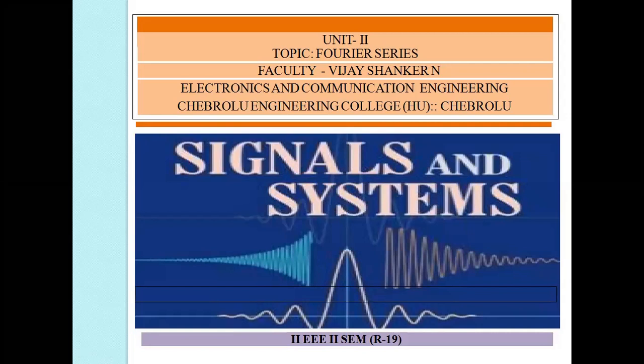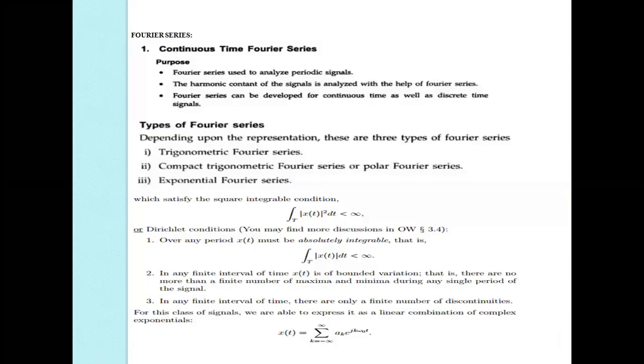Today, we are going to discuss the second unit, Fourier series, in the Signals and Systems subject. Already, we completed the brief description about the second unit. What are the different conditions and Dirichlet conditions? And what are the different types? So, again, you can see this.